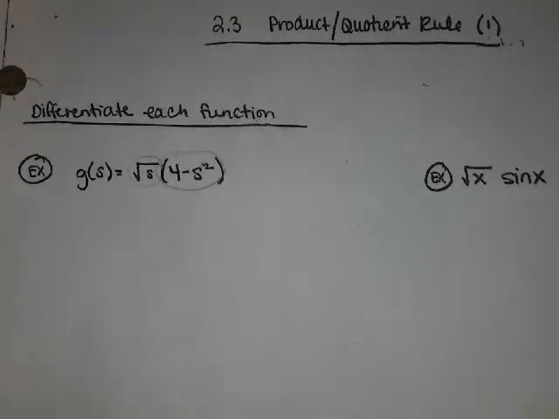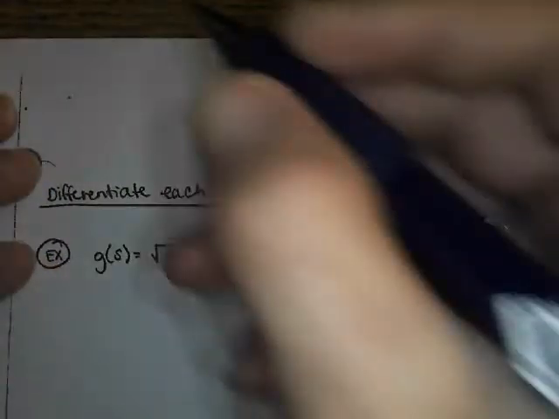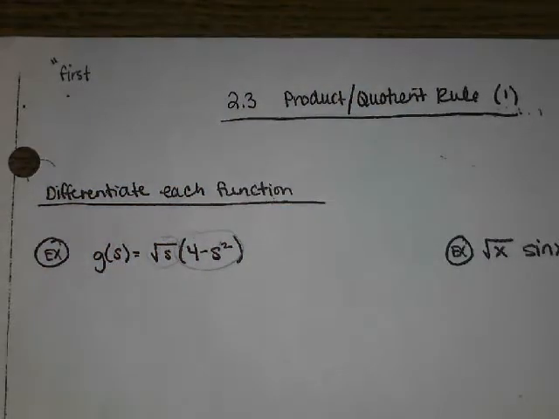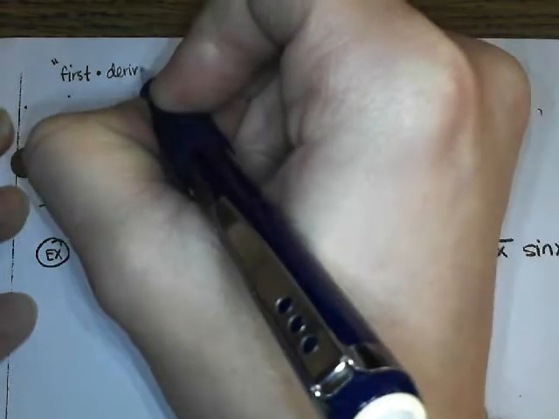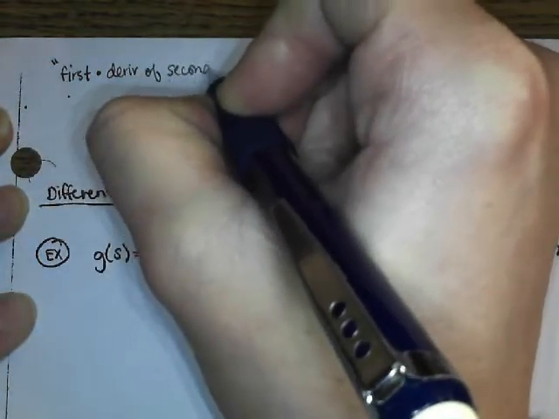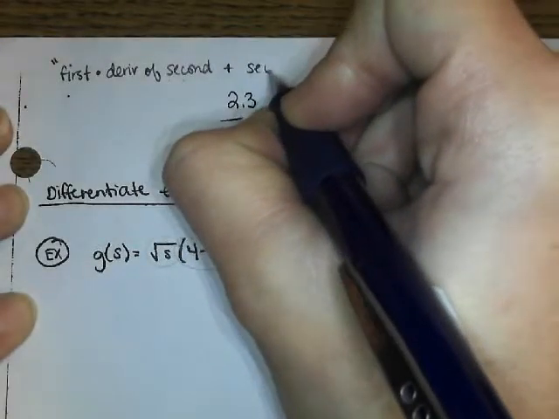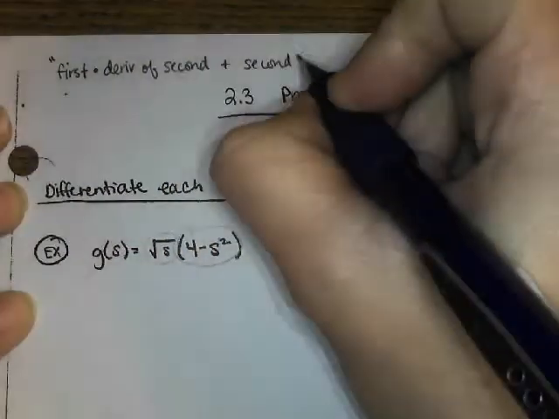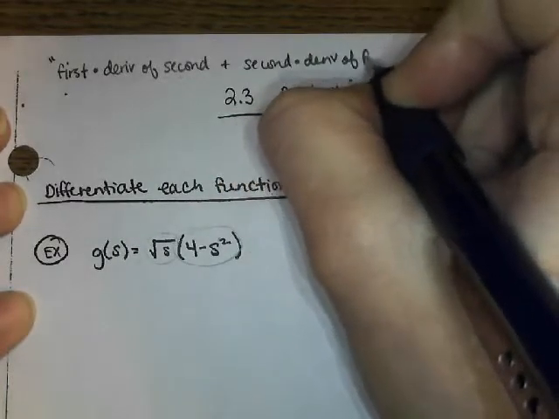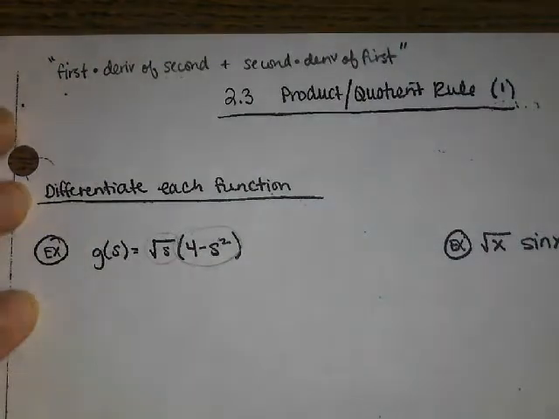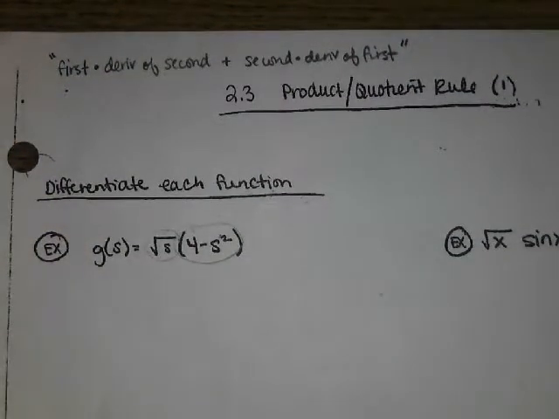Okay? The product rule is this in word formats. It's the first, and this will just be kind of the shortcut phrasing that I use. It's the first, meaning the first function, times the derivative of the second, plus the second, meaning the second function, times the derivative of the first. So you'll hear me say that phrase a lot. First times the derivative of the second, plus second times the derivative of the first. Okay? It's a mouthful. You'll get used to it.